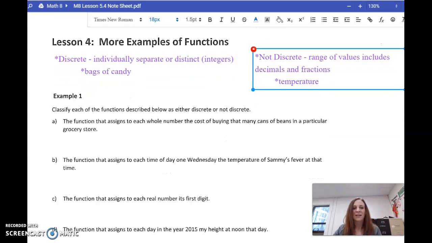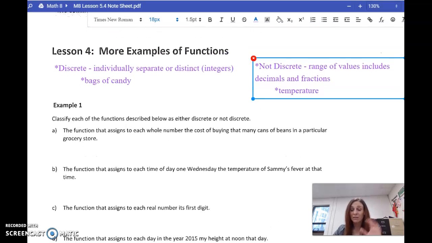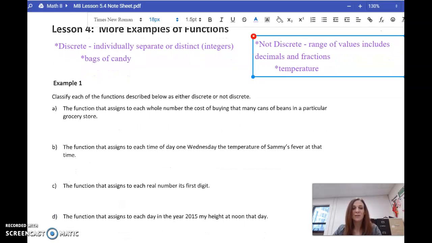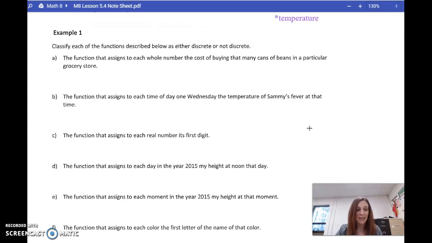So classify each of the functions described below as either discrete or not discrete. So discrete, they're distinct integers. Not discrete, we can have like decimals. It's kind of continuous. So the function that assigns to each whole number the cost of buying that many cans of beans in a particular grocery store. So we're buying cans of beans. Can we like cut it in half or cut a quarter off, whatever we need? Or do we have to buy 1 can or 2 cans? Yeah, I'm hoping you're saying we have to buy the number of cans. You can't only take part of a can. So this would be discrete.